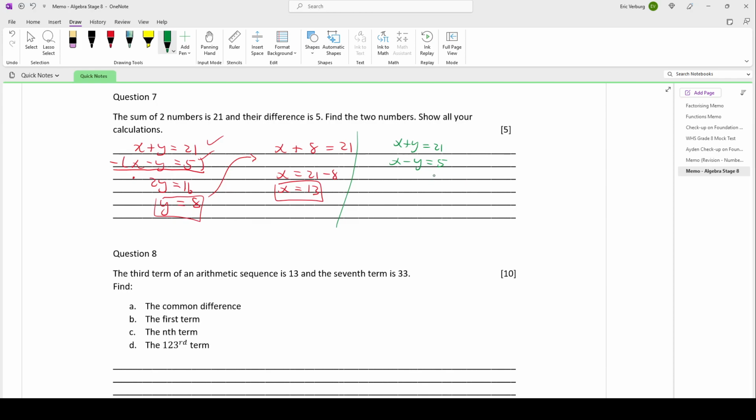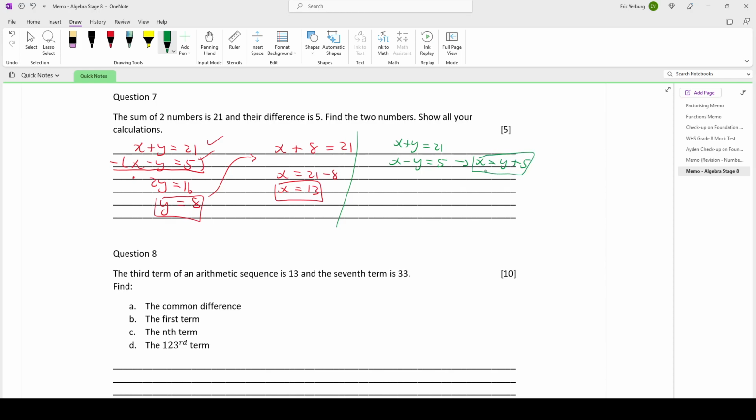Okay, now for substitution, we need to get an x or a y by itself first. So I'm going to use this bottom one, but again, it doesn't matter. And I'm just going to say, let's get the x by itself. So x equals, and to get the y across, we have to add it to the other side. So plus y plus 5. Okay, so x equals y plus 5.